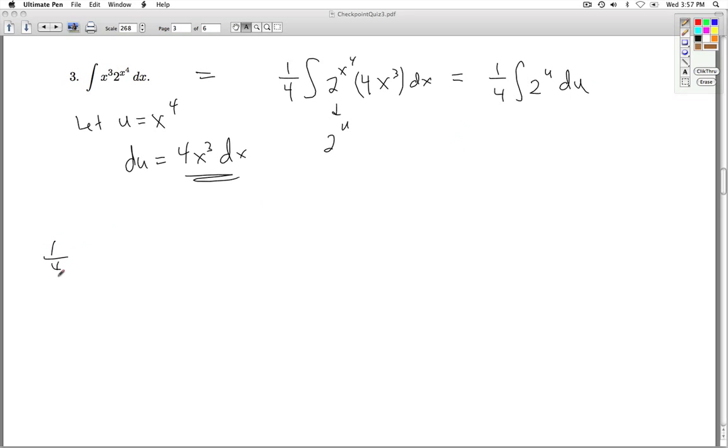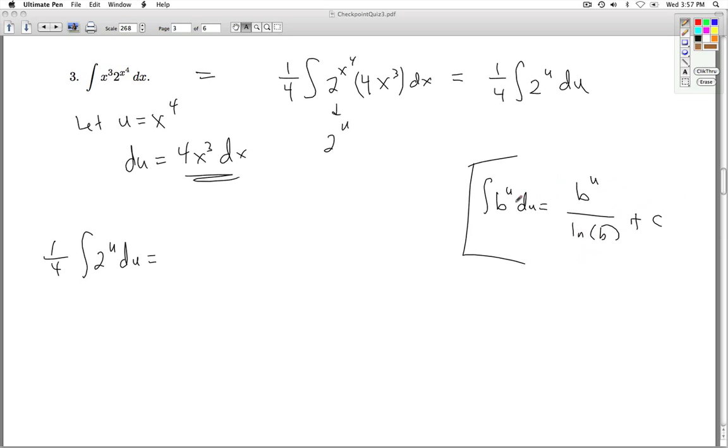So how do you integrate 1/4 2 to the u du? You can convert this to a regular exponential base e and integrate it that way. It depends what you want to do. I think most students are favoring just knowing this formula. So I'm going to go ahead and just apply that formula. I get 1/4 2 to the u over the natural log of 2 plus c. So I have 1 over 4 natural log of 2 to the u plus c.